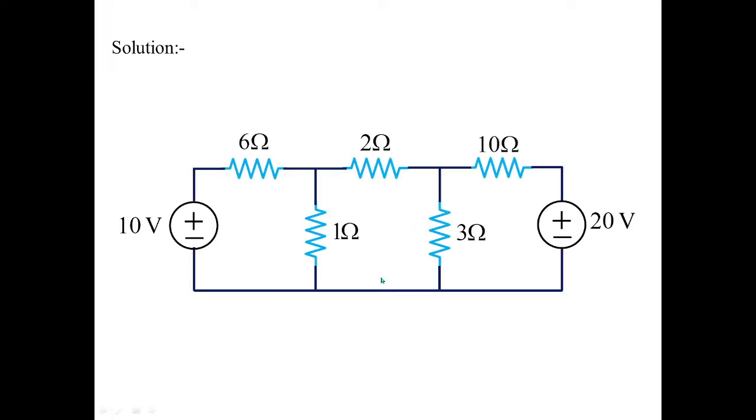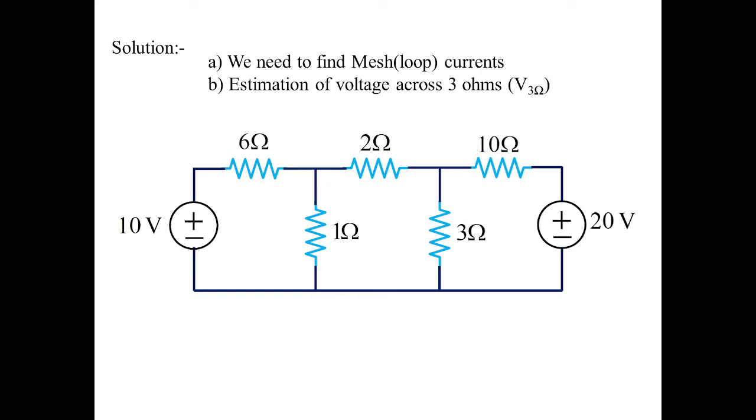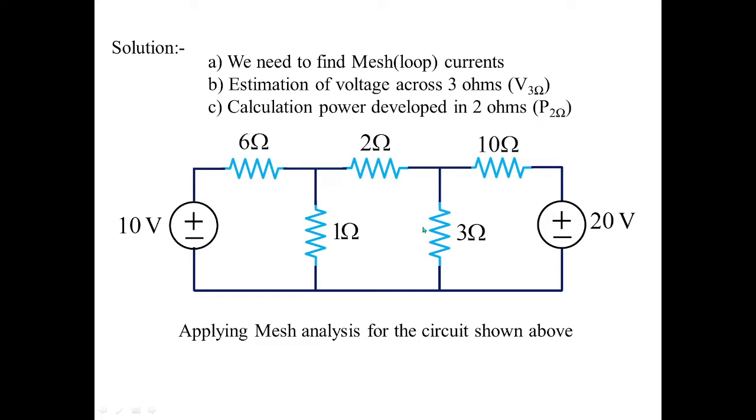So this is the circuit given to us. What we need to find? We need to find out loop currents. They are also called as mesh currents. Then we have to estimate the voltage across 3 ohms and calculate the power developed in 2 ohms. So here we need to calculate the power and here we need to calculate the voltage. So we'll start off with applying mesh analysis for the given circuit.